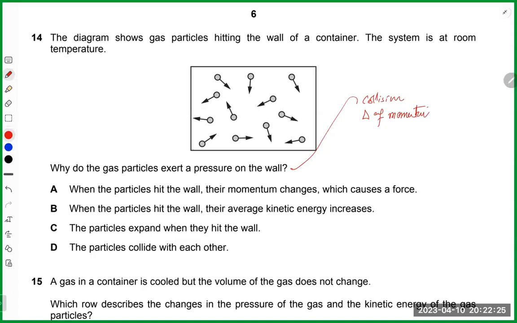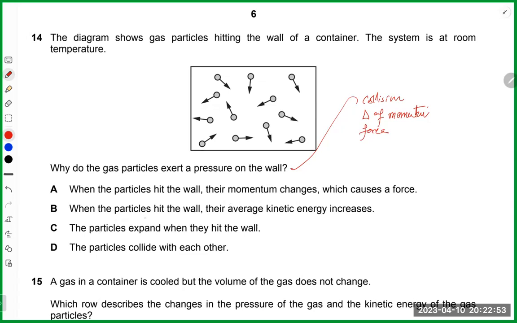This is one answer where even in O levels, you can use the term change of momentum. This is a very common question in exams, where the examiner asks why gas particles exert pressure on the wall of a container, and you can mention momentum there. So change of momentum, force, and then pressure.